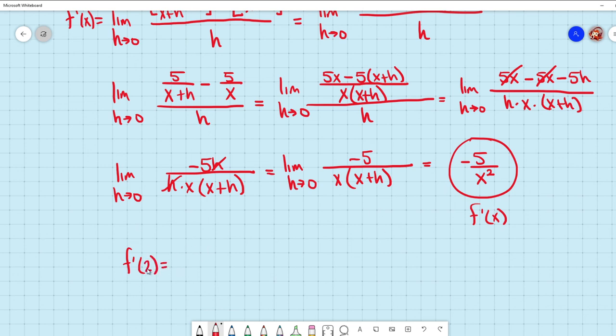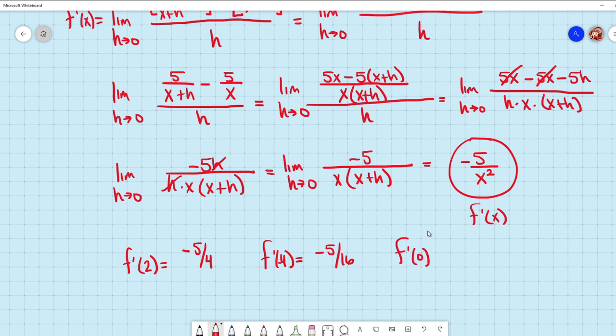So at 2, negative 5 over 2 squared, so that's negative 5/4. At 4, sorry, not 4, but negative 4, it would have been negative 5 over negative 4 squared, so that would be negative 5/16.